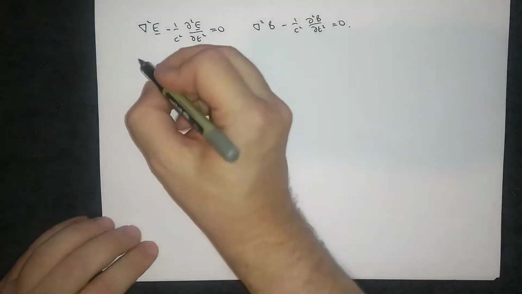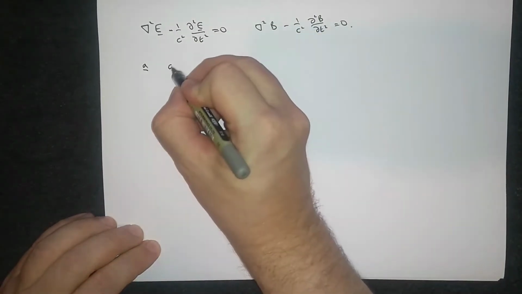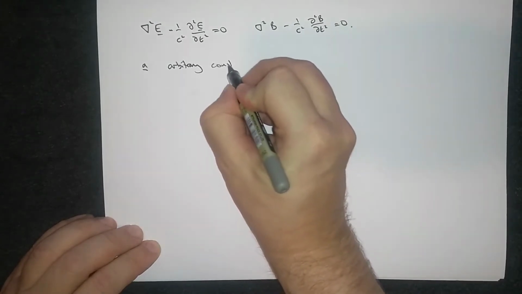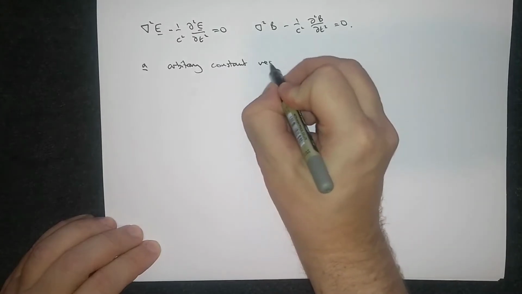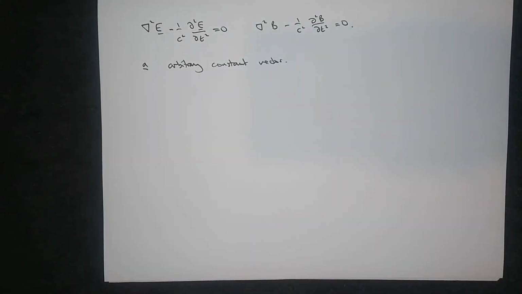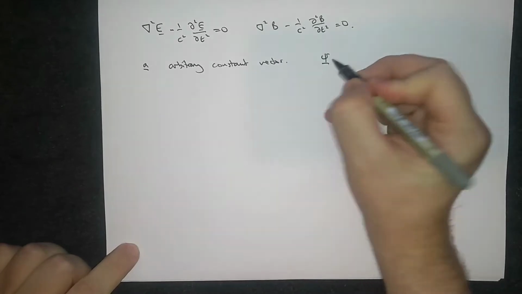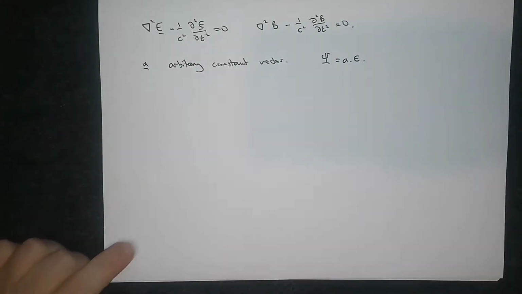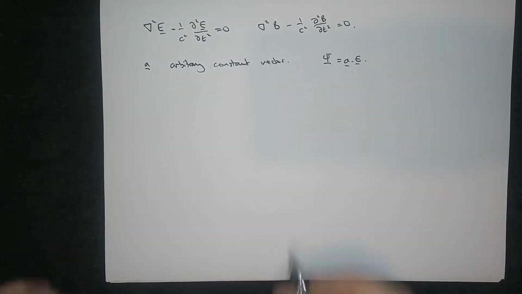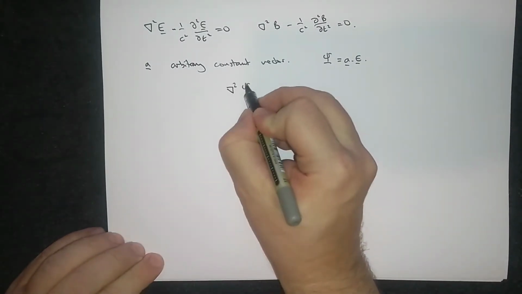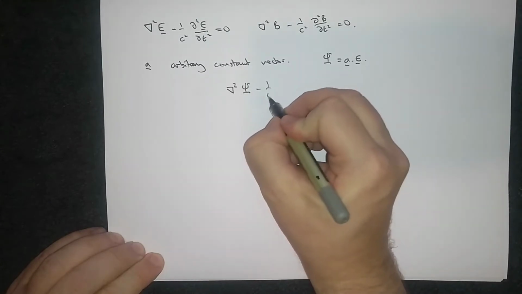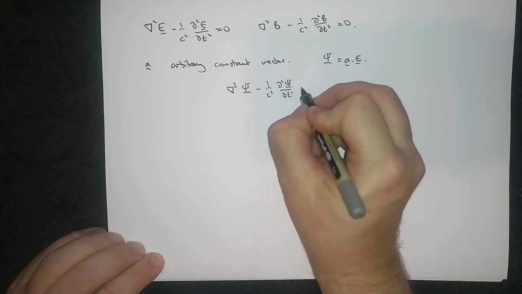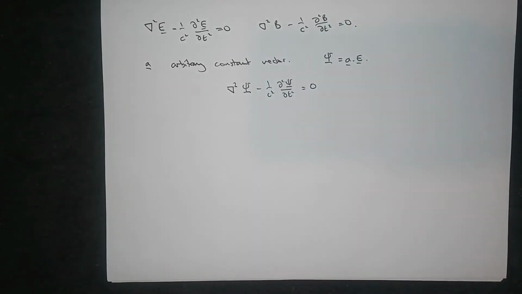Now let A be an arbitrary constant vector. So I'm going to dot this equation with A. Let psi be A dot E. Then we get del squared psi minus 1 over c squared d2 psi by dt squared is 0.